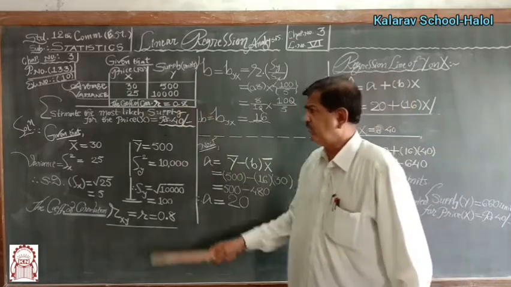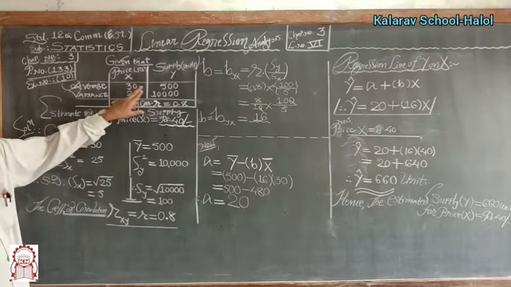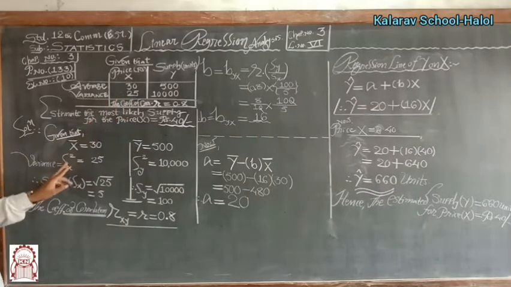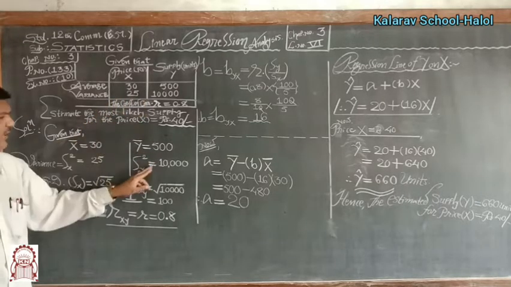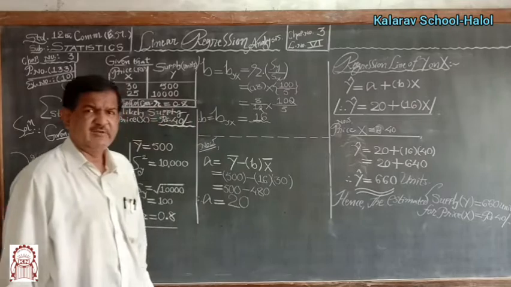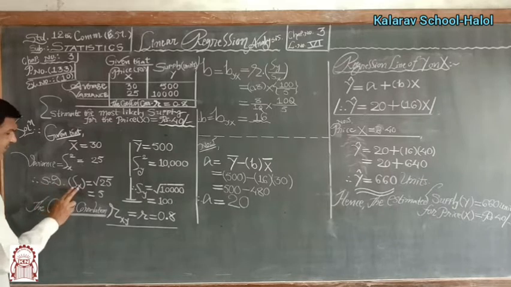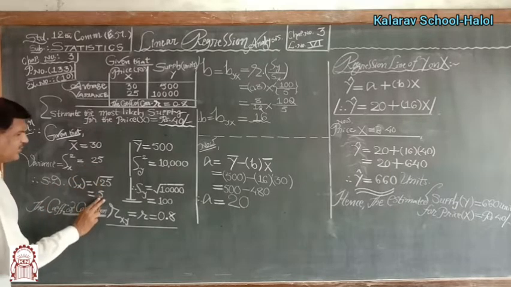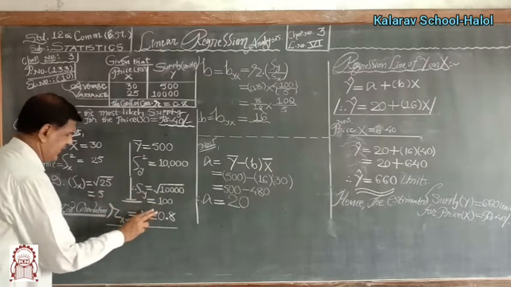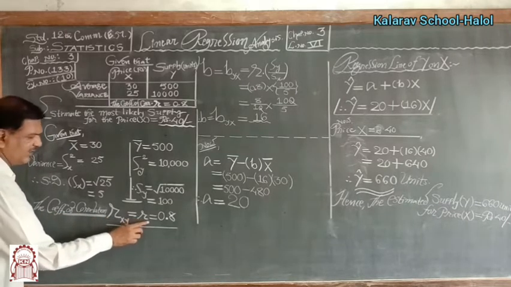This is given information. What is given to us? Given that average values x bar is 30, y bar is 500. Variance means Sx square is 25, Sy square is 10,000. And the standard deviation is nothing but the root of variance. That is Sx, the square root of 25, that is 5, and the square root of 10,000 means 100. Therefore Sx is 5 and Sy is 100. And moreover, the coefficient of correlation, that is rxy or r, is equal to 0.8.